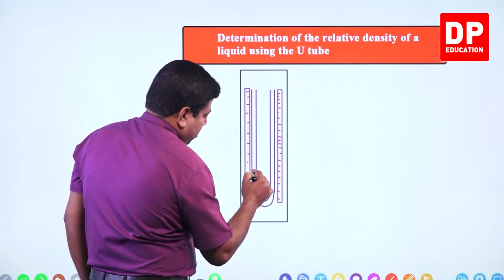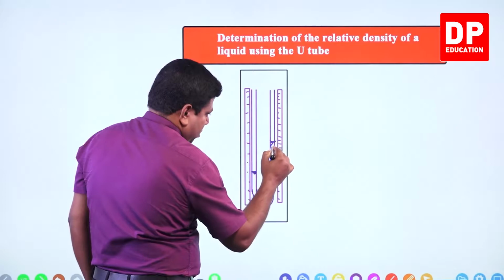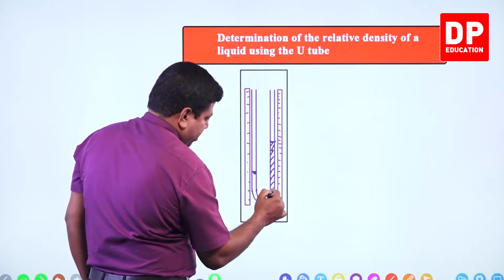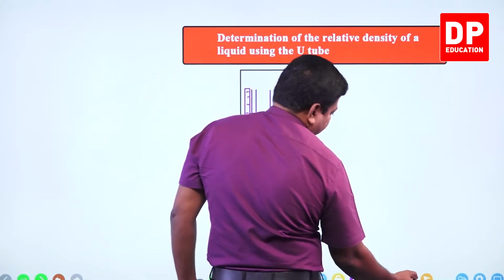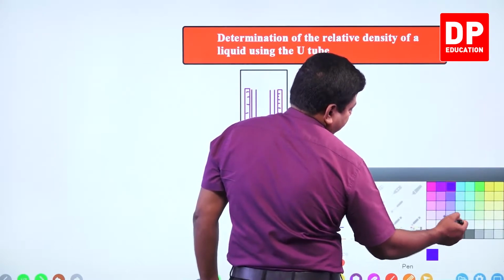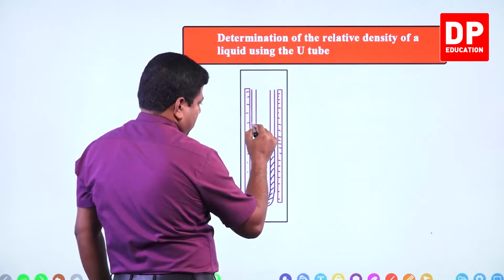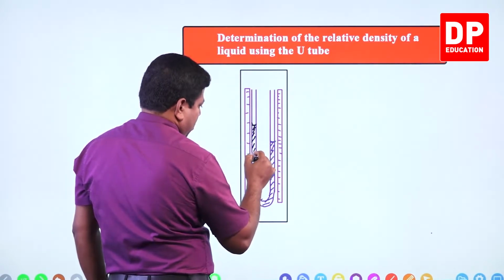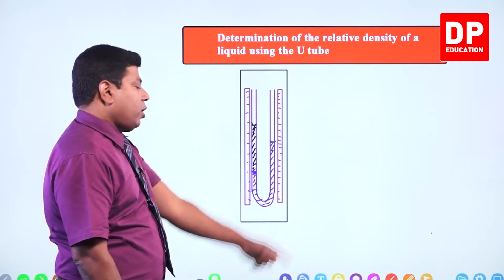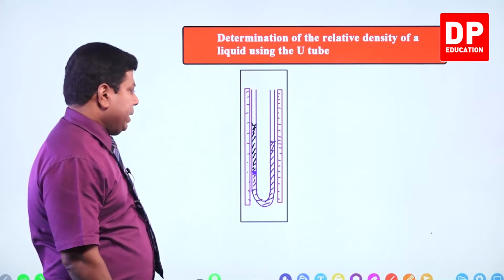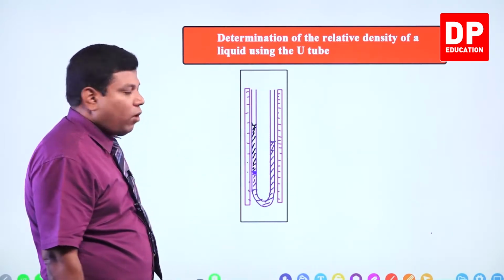Water will be like this. See, this will be the column of water. On top of that, you will have oil. This is how the equilibrium will come. Why is the oil column taller than the water column? Because of the densities. I am going to explain that. So, this is how it will look like. Water will be here. On top of that, in one of the arms, you will have oil.